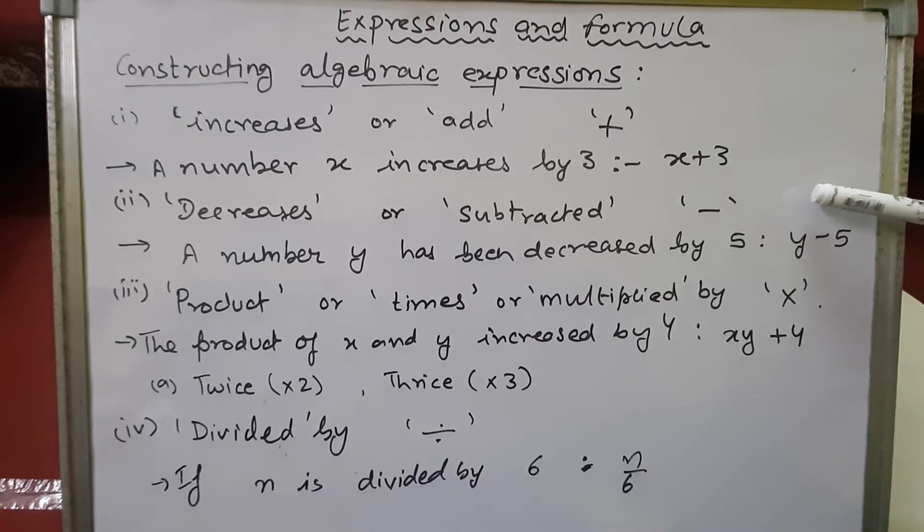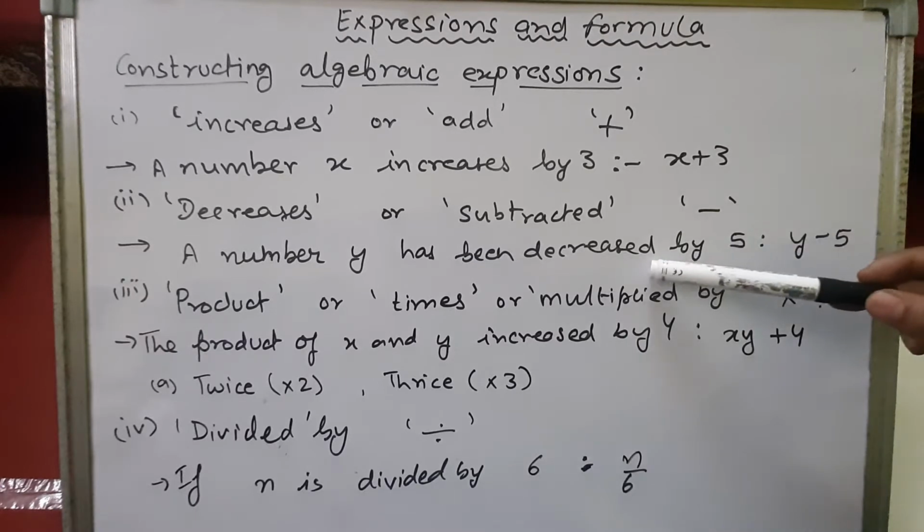So we know when increases or add is used. When decreases or subtracted is written, when any term decreases by a certain quantity or is subtracted by a certain quantity, then we are going to use the minus sign. In this example, it is written a number y has been decreased by 5. That means the mathematical statement will be y minus 5. This is a statement written and we have formed the algebraic expression from the given statement. So the expression will be y minus 5 because the decrease term has been used.